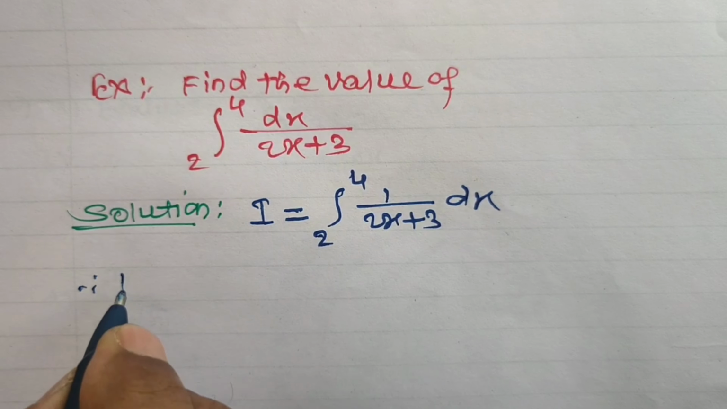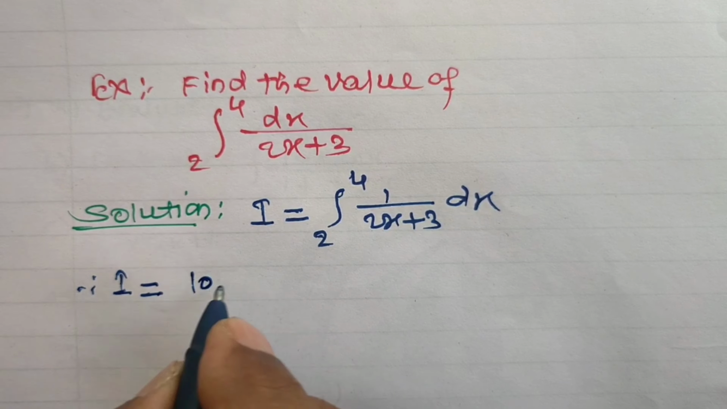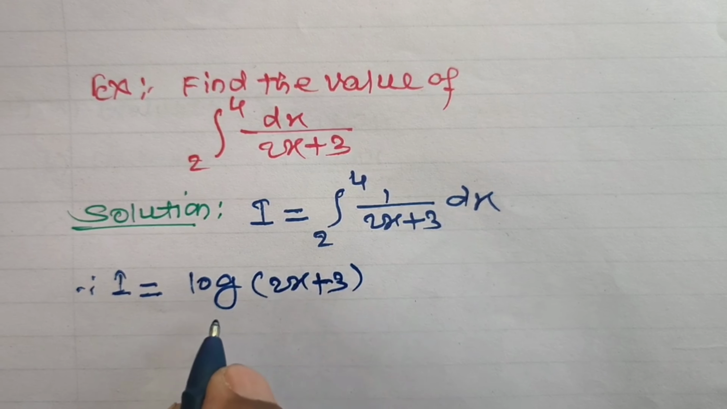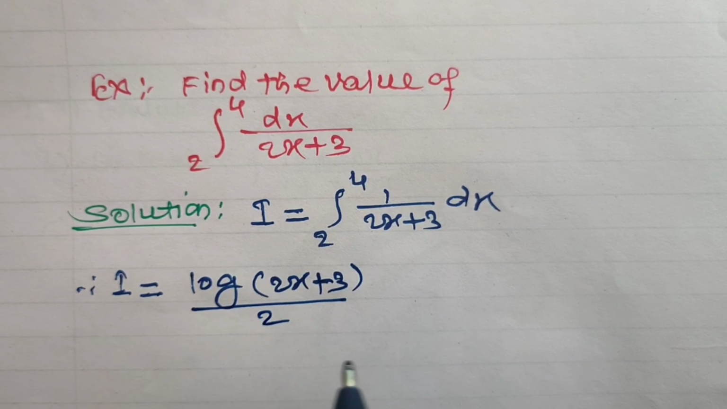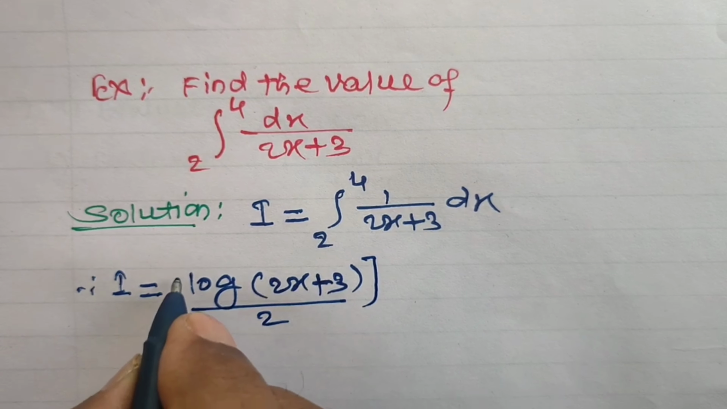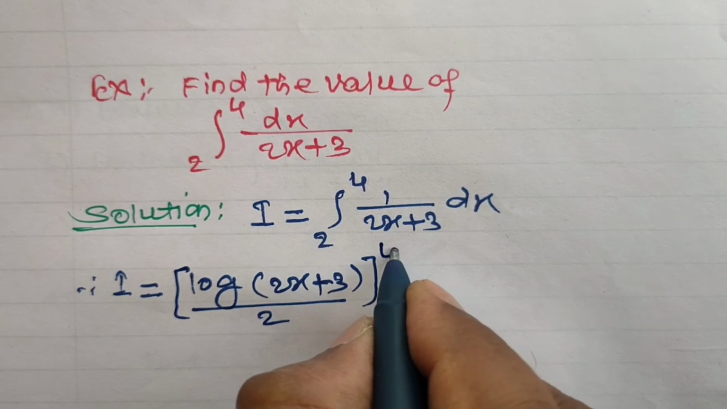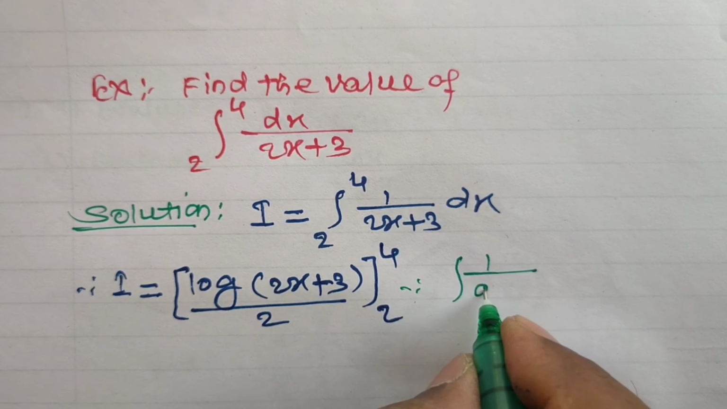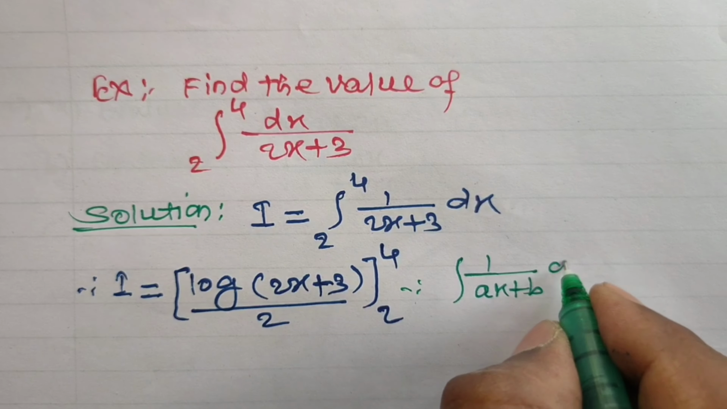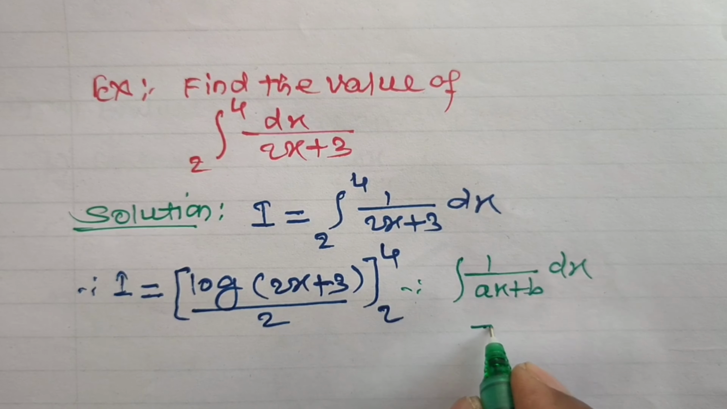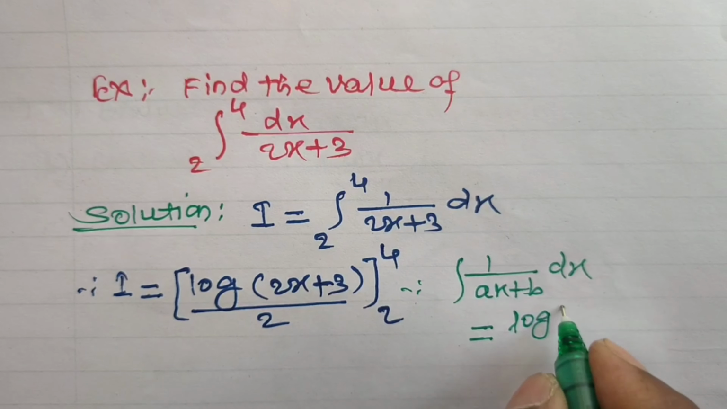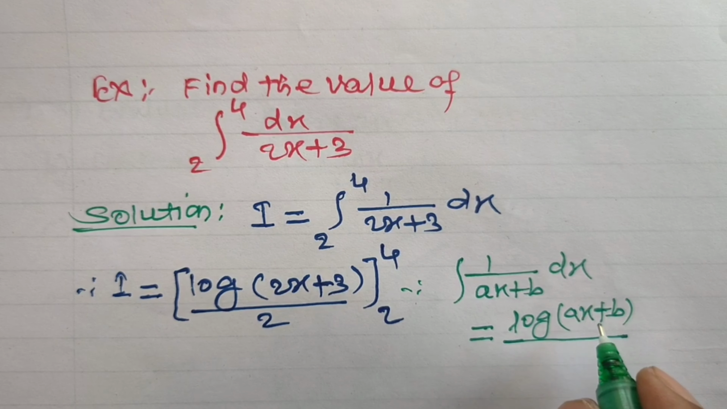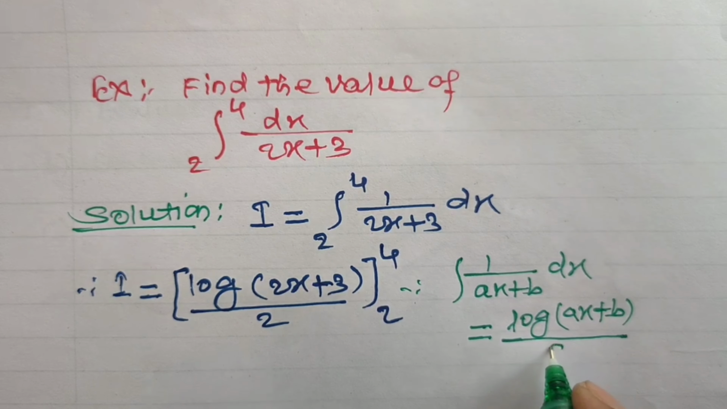Hence, I is equal to logarithm of 2x plus 3 divided by 2, and its limits from 2 to 4. Applying the formula, integral of 1 upon ax plus b with respect to x is equal to logarithm of ax plus b divided by the derivative of ax plus b with respect to x, that is a.